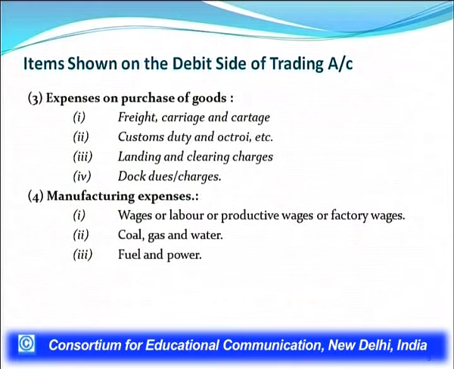Then coal, gas, water. In factories, many times coal and different types of gas and water may be required in the manufacturing process. So, they will also be debited to the trading account. Fuel and power. Power is most important to run the plant and machinery, and when power is not available, companies use generators and fuel is used, diesel or any other fuel. This, being an expense on manufacturing, is also shown on the debit side of the trading account.